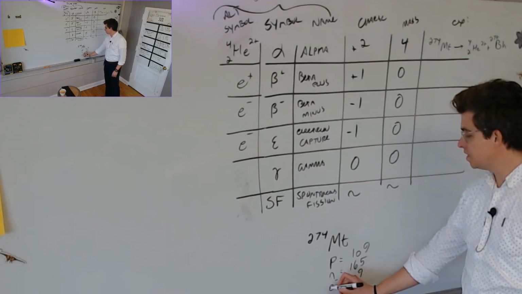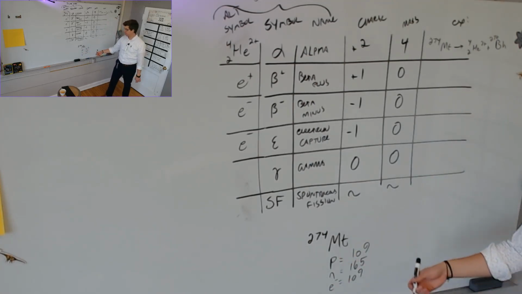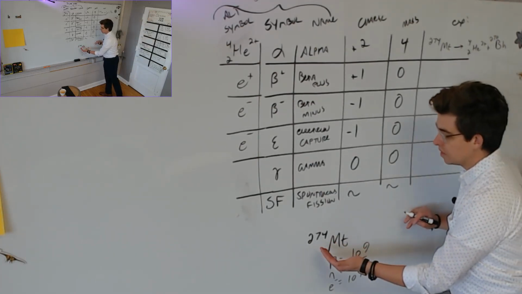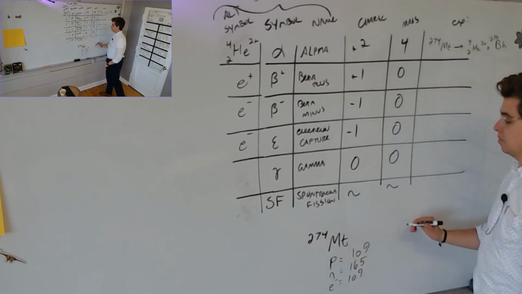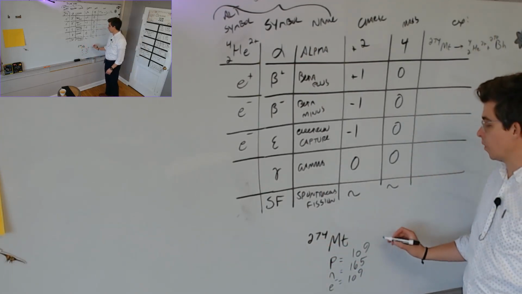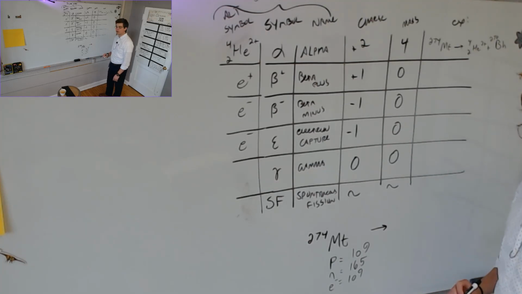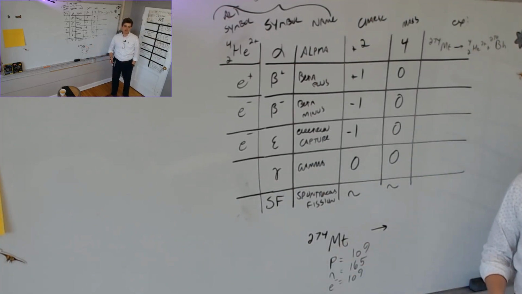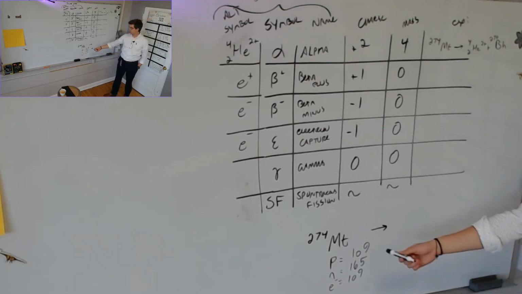Electrons? 109. These two are always the same if it isn't an ion, if it's an atom, which this is because it doesn't indicate the charge. Anyway, that's not what we're doing today, but you can do that. This is as a reminder that this number is the mass number. So the mass number is 274. What you would probably be told in your problem is that meitnerium 274 undergoes alpha decay. It would just say that.